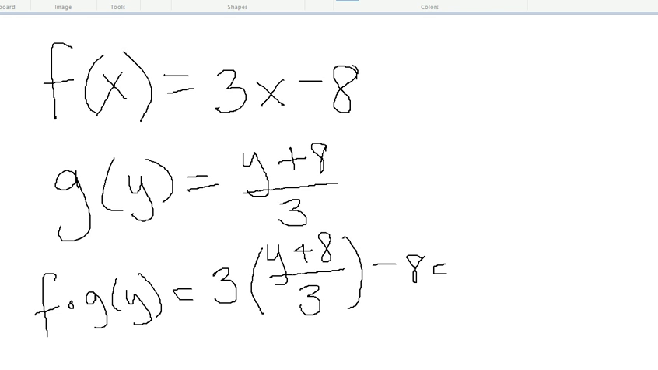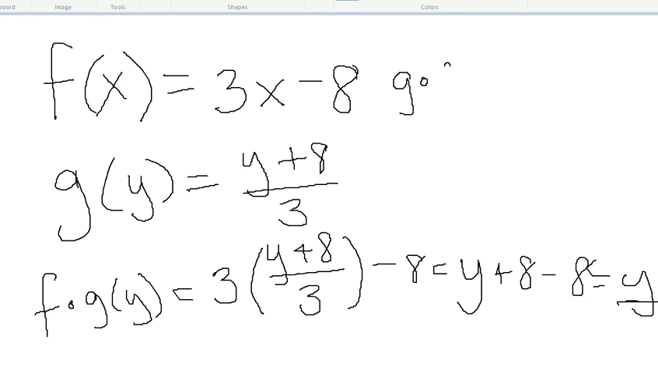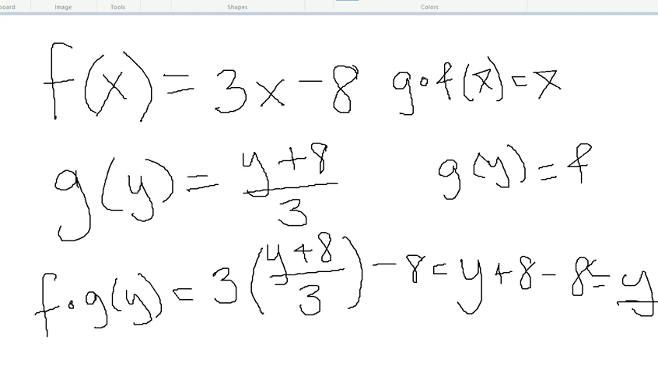And what we see when we multiply it out is that the 3's cancel one another here. We're left with y plus 8 minus 8 equals y, the number that we started off with. And you can probably see that if you did it in the opposite direction, the function g composite f of x would give you back your initial value x. So we can say that g of y is equal to the inverse function of f.